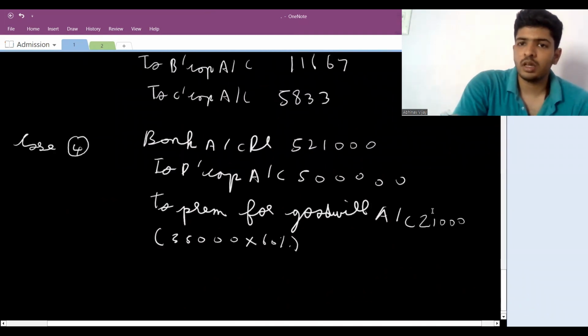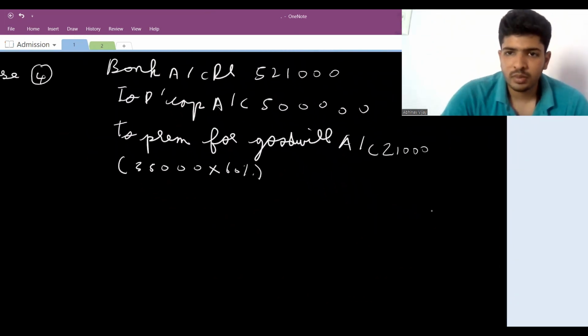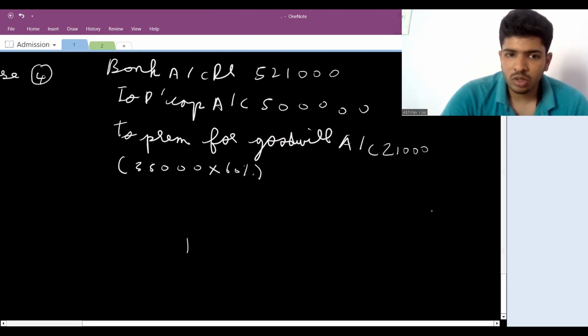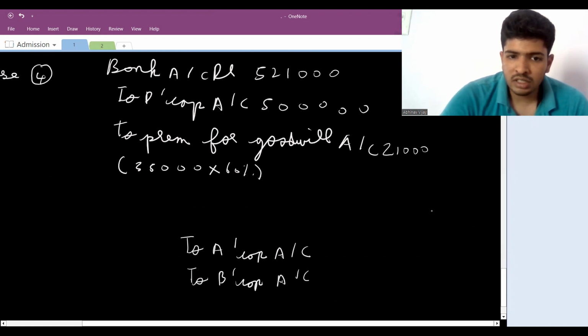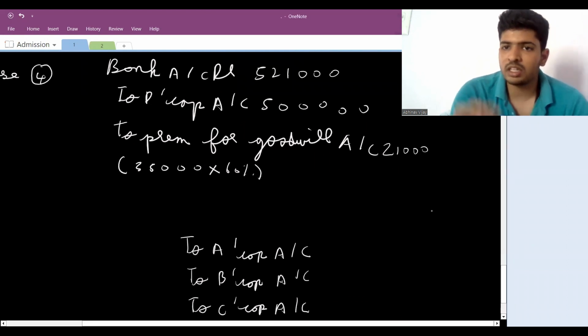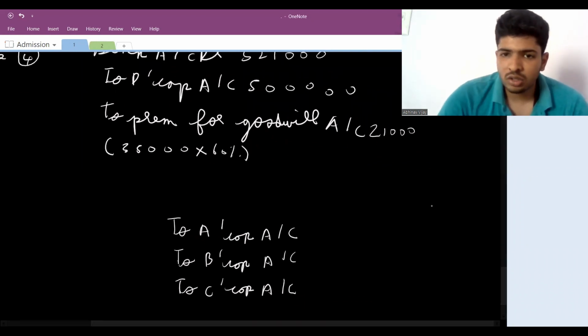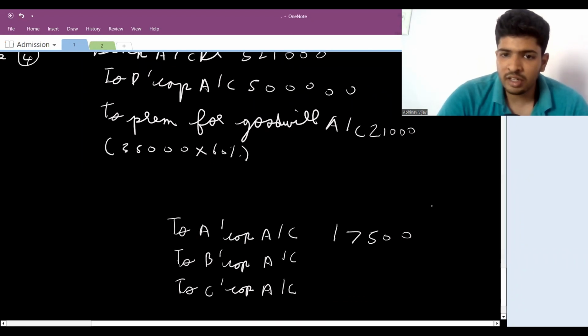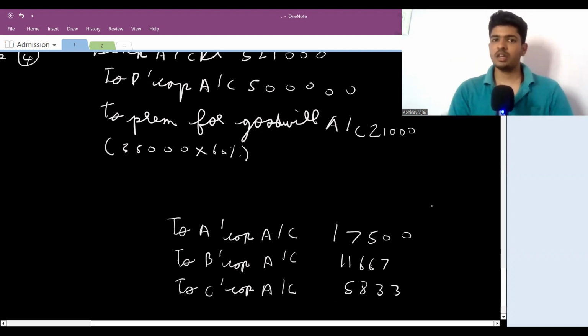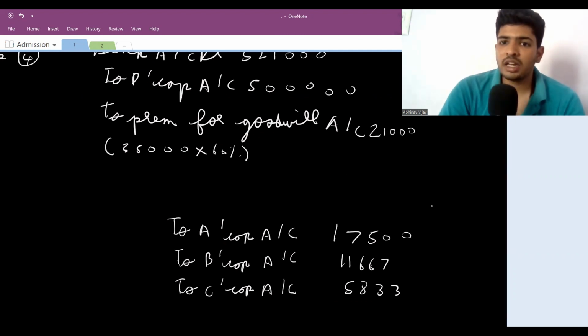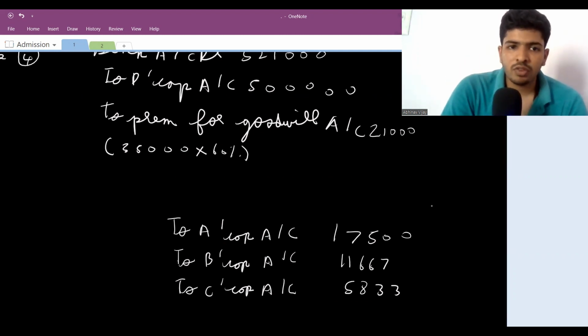Now, the next part. Whenever it comes to passing the adjustment entry for goodwill, we don't compromise on that. As far as the amount transferred to A, B, and C, that is the same amount that we get as per the tabular format entry that we have calculated. So it's the same. A will anyway get 17,500. B will get 11,667 and C will get 5,833. This needs to be done, but we have to pass entries in such a way based on how much is brought in. So first, what do we do?